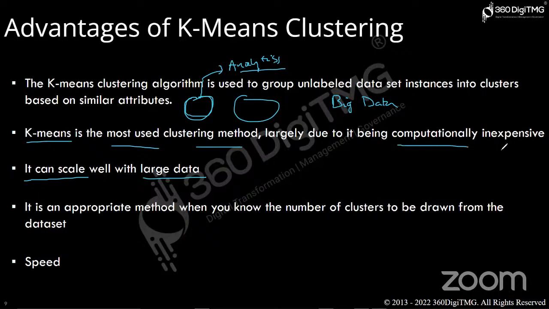K-means is also computationally very inexpensive. Okay, and it is an appropriate method when we know the number of clusters to be used. If you don't know the number of clusters, maybe go for hierarchical. If we know the number of clusters, k-means is the best method we can use. And lastly, it has high speed, so it can work with a large amount of data at a very high speed.